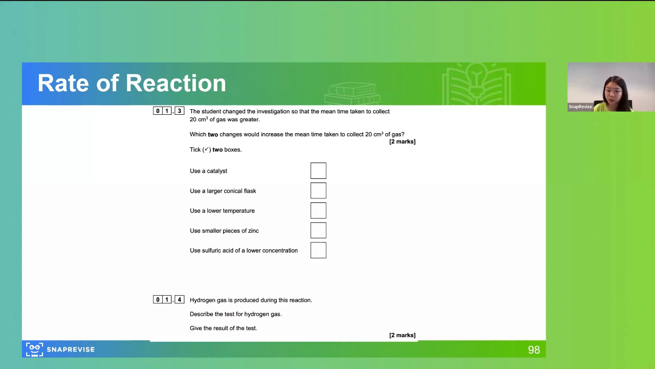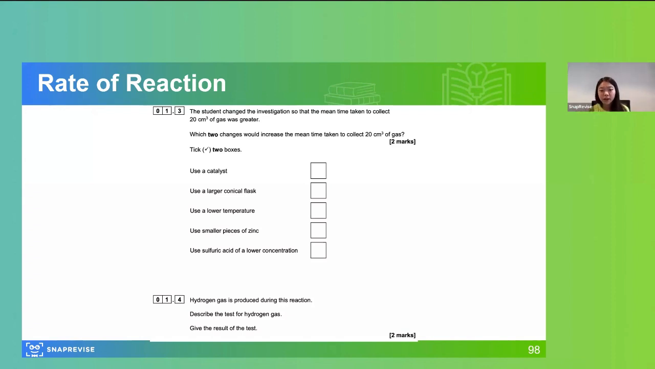Catalyst is going to increase it, so that's wrong. Larger conical flask isn't going to do anything, that's wrong. Smaller pieces of zinc means larger surface area, so that's also going to be wrong. So your only answer left is going to be use sulfuric acid of a lower concentration. That is the answer for this specific question. The rate of reaction questions are very heavily application. So it's just understanding that for higher rate of reaction, what are the factors? What factors affect this? And then you'll be able to apply it.